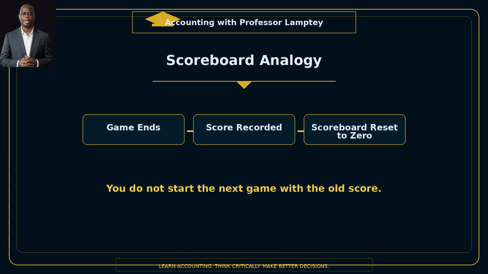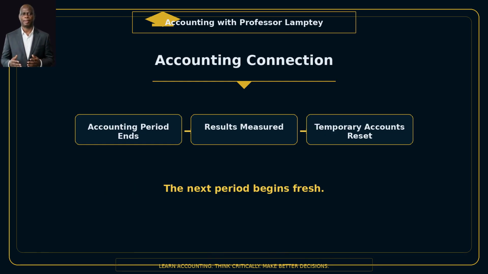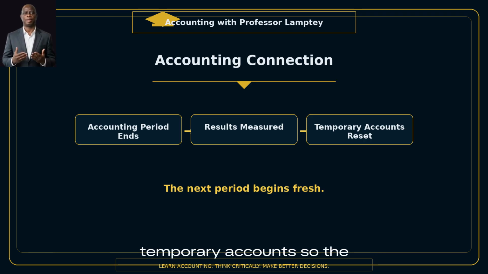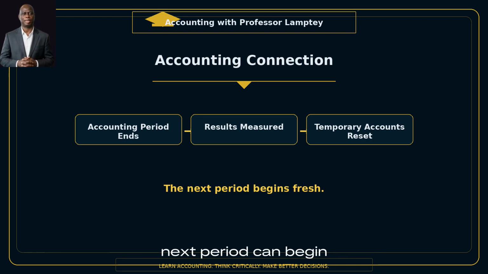Think about it this way. At the end of a football game, the score is final. The winner is known. The statistics are recorded. But before the next game starts, the scoreboard must be reset to 0. You do not begin the next game with the old score still showing. Accounting works the same way. At the end of the accounting period, we measure revenues, expenses, and dividends for that period. Then we close those temporary accounts so the next period can begin fresh.